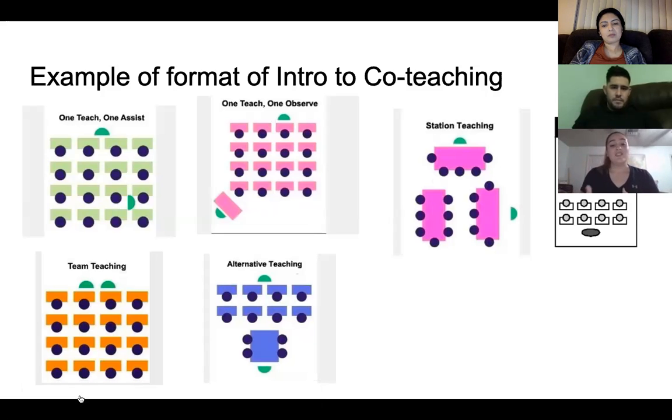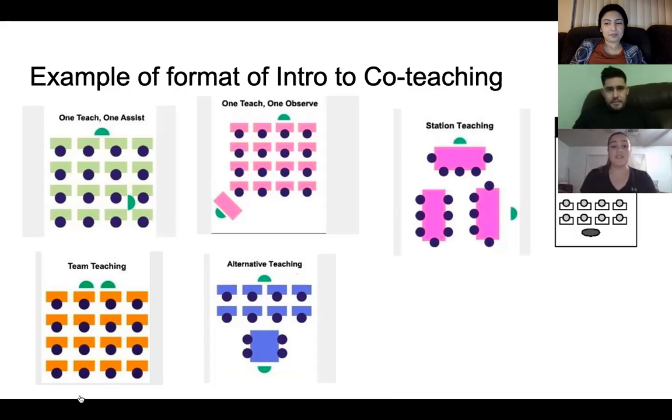The next one, station teaching, is where you have different stations and the kids will travel from one station to the other. Usually the co-teachers will be in 2 different stations to help them with whatever they need help with. The next one is an example of parallel teaching, where the teachers divide the class in half and go to two separate corners or sides of the room, and they teach the same material but just in smaller groups. The next one is team teaching, which is both of the educators are at the front of the class, both teaching the class.